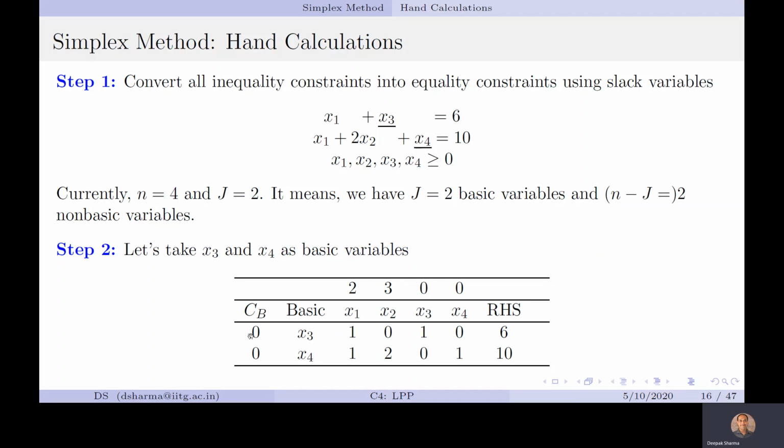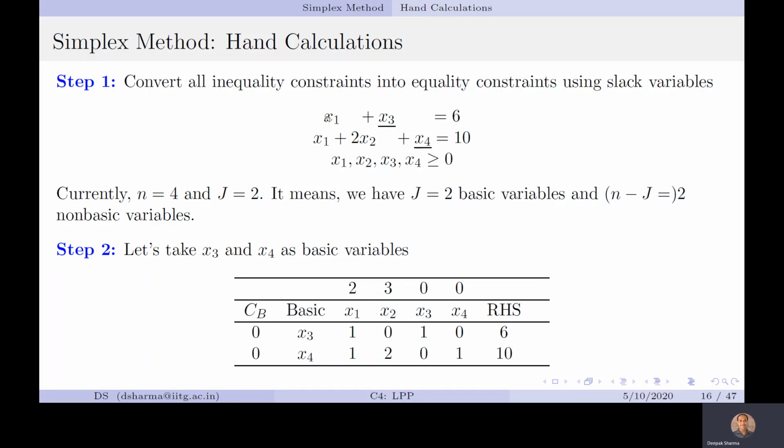Now look at the x3 row. In this x3 row, we have written the coefficients 1, 0, 1, 0, 6. So let us look at the equation on the top and find the coefficients of x1, x2, x3, x4 and the right hand side. Then you will realize it is 1, 0 for x2, then 1 for x3, 0 for x4, and then 6. So the same coefficients are written under the x3 row, 1, 0, 1, 0, 6, in the table. Similarly, look at the x4 row in the table.